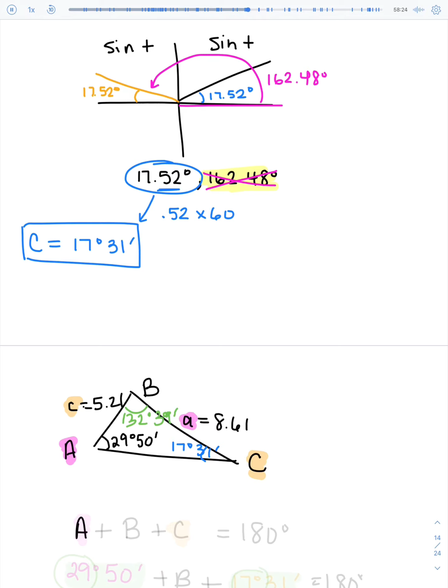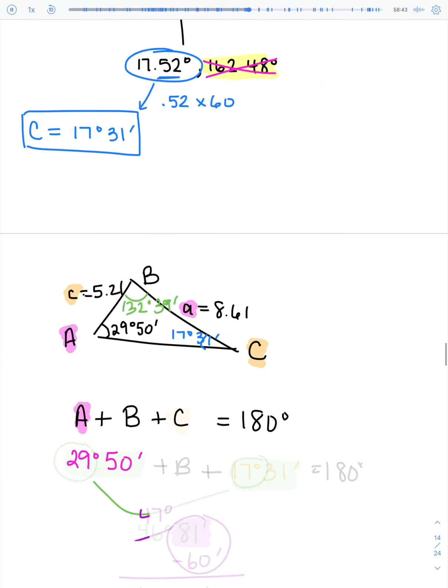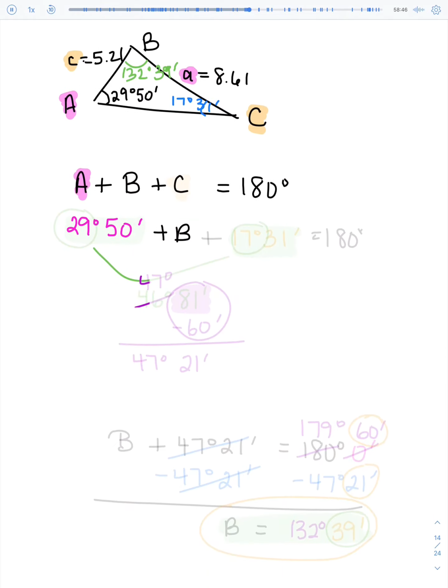So what I would do is I'd say, well, angle A, B, and C added up have to equal 180 degrees. We know that angle A is 29 degrees and 50 minutes. We are trying to find angle B, so we'll leave that blank. And we know that angle C is 17 degrees and 31 minutes. And these all need to add up to 180 degrees.